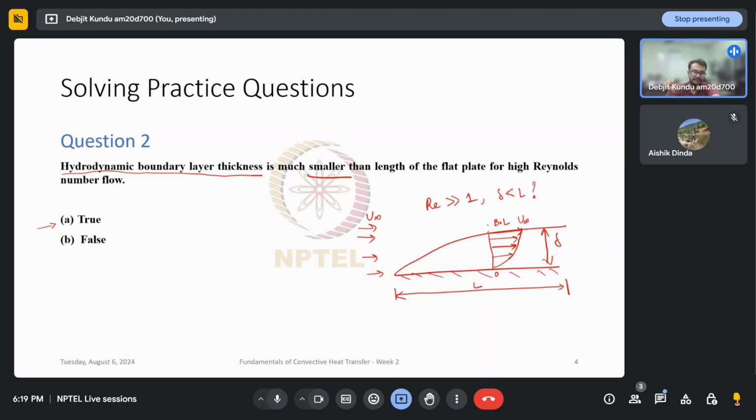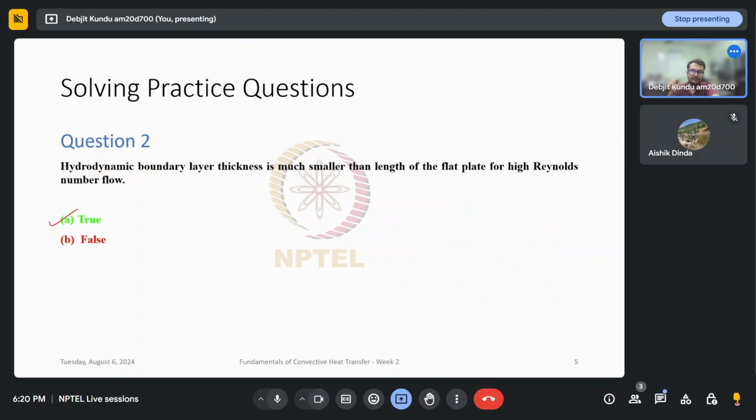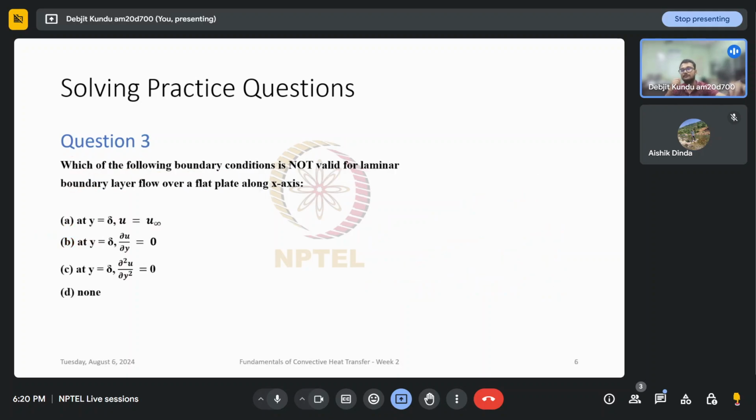Okay, any questions on this? If not, we will move along. We'll move on to question number 3 now, which is again regarding laminar boundary layer flow, similar to what we saw earlier.